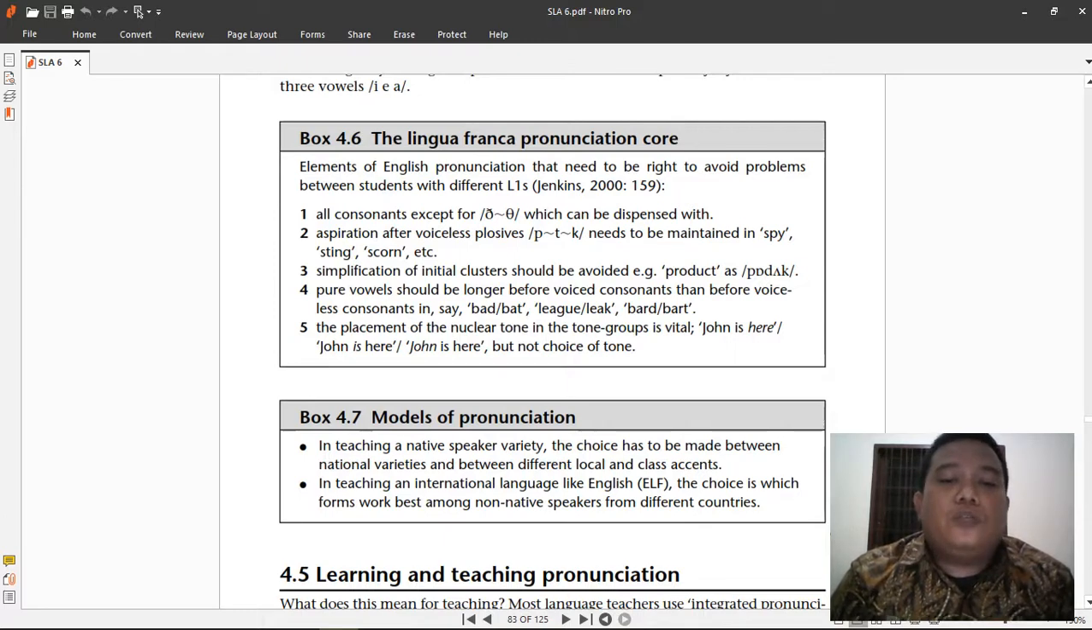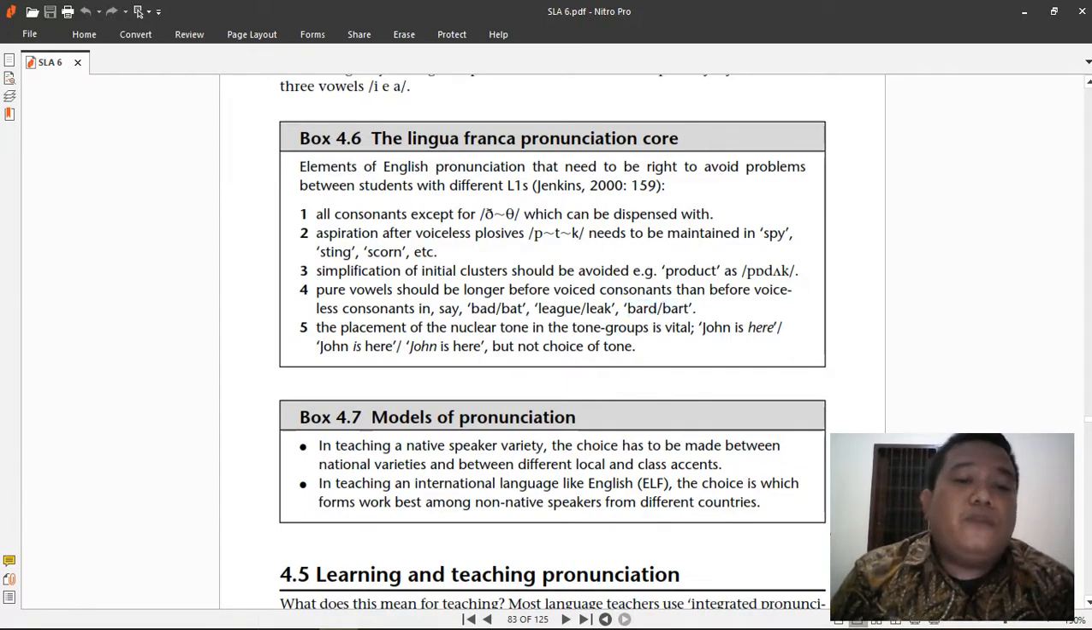Okay, and also this one, leech, the J sound is voiced, right? While K is voiceless. So this one should be pronounced leech, while this one should be pronounced lick. Okay, so lick is shorter in the pronunciation than leech. Okay, and then this one, bard, and then the other one is bart.